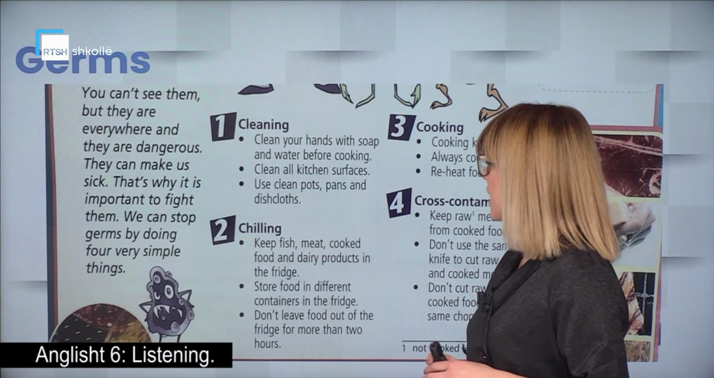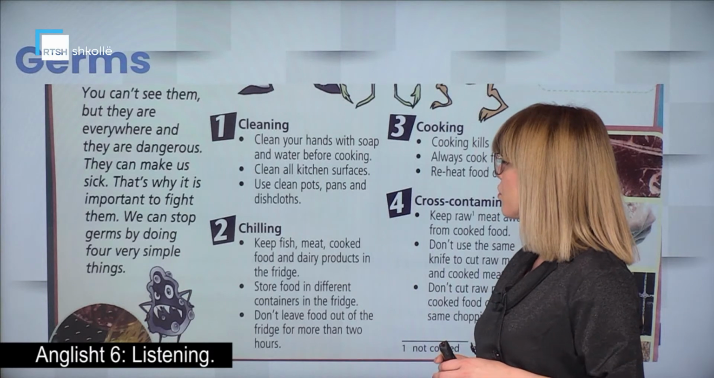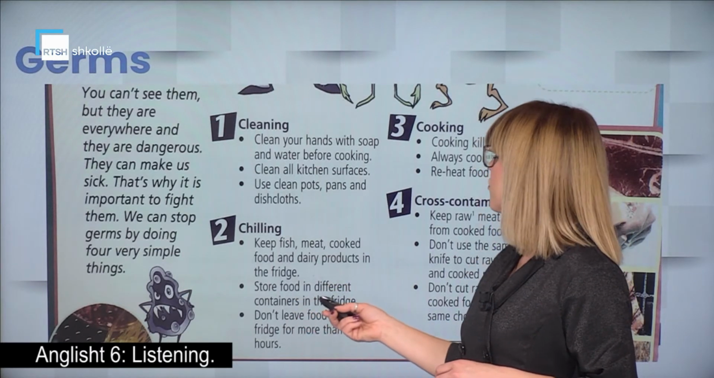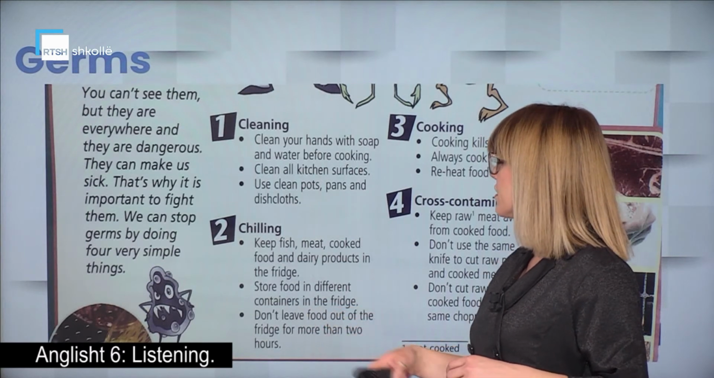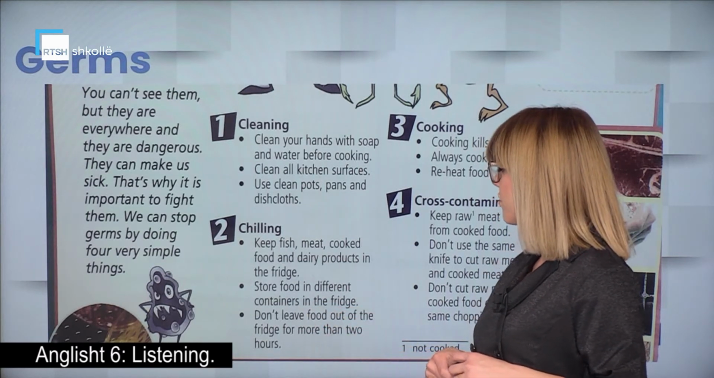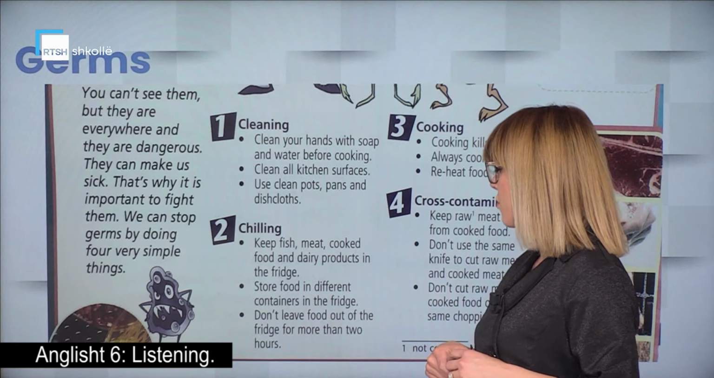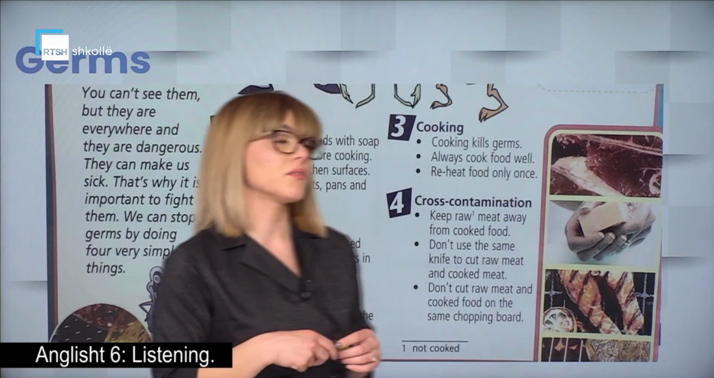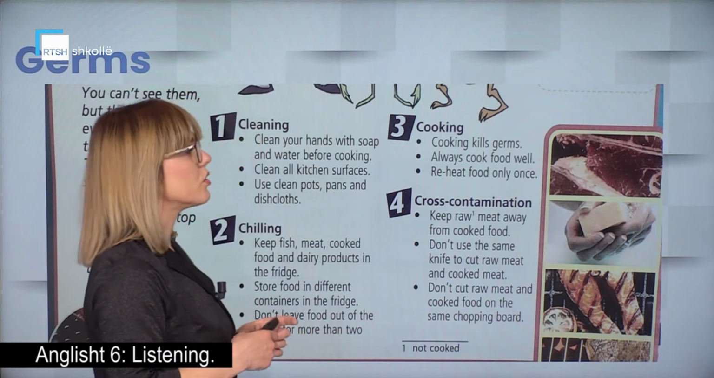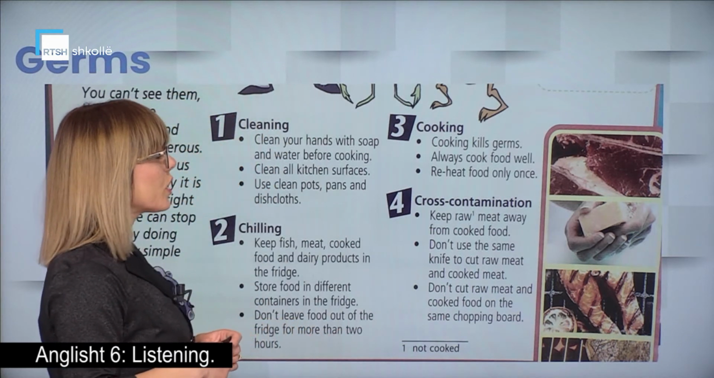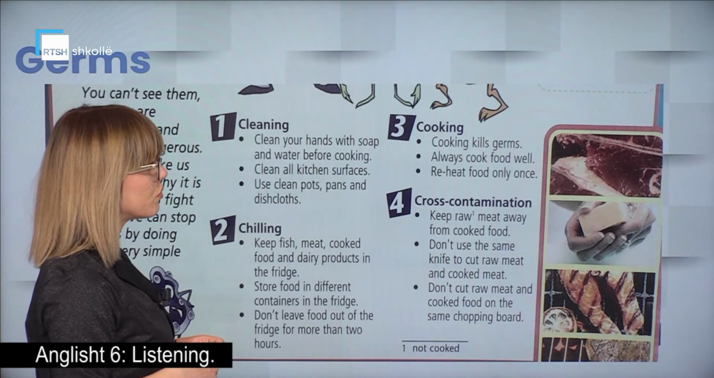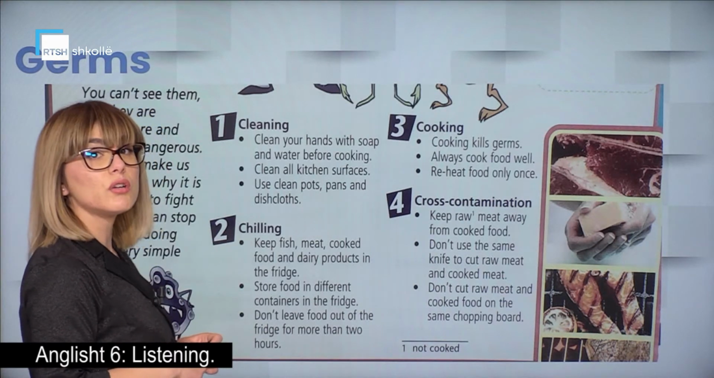Chilling. Keep fish, meat, cooked food and dairy products in the fridge. Store food in different containers in the fridge. Don't leave food out of the fridge for more than 2 hours. The other tip that we can use for avoiding germs is cooking. Cooking kills germs. Always cook food well. Reheat food only once.